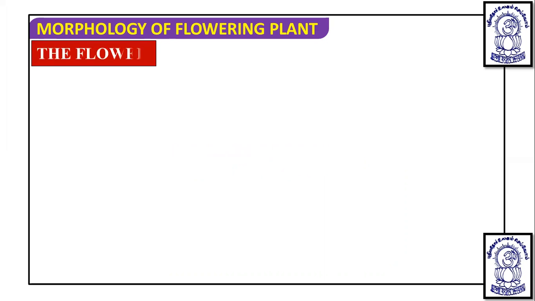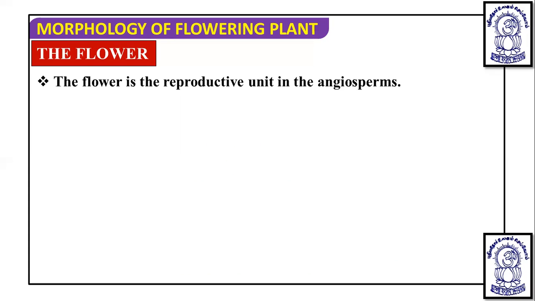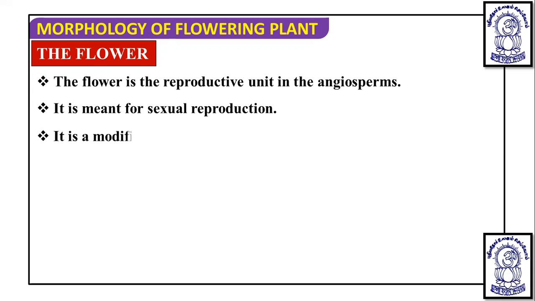Okay, so let's talk about the flower. We know that the flower is the reproductive unit of angiosperms. When we talk about reproduction in angiosperms, from class 10th onwards, we know that angiosperms are flowering plants. They have flowers, and this flower is a means for sexual reproduction. The sexual reproduction which occurs in angiosperms is due to the presence of the flower, and this flower has the sex organs.